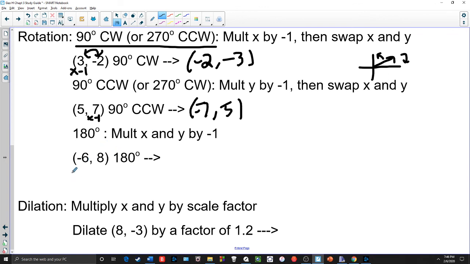All you do is you take both numbers and multiply them by -1. That's it. And this ends up being (6, -8). You do not swap the numbers in a rotation of 180.